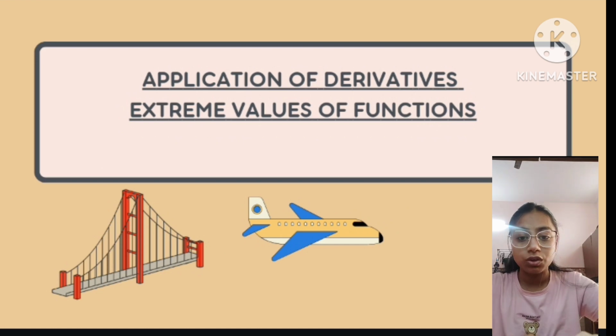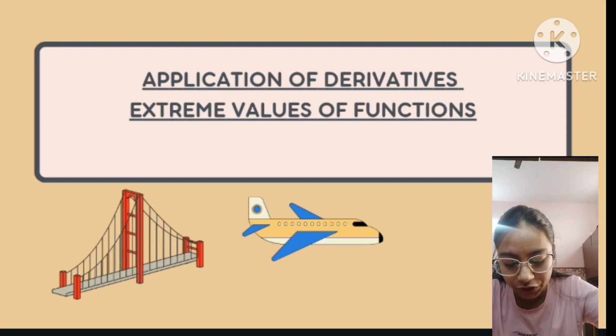Good morning. My name is Ananya Singh from 1 BSc Economics Mathematics, and today we'll study a topic from applications of derivatives, that is, extreme values of a function. So let us start.